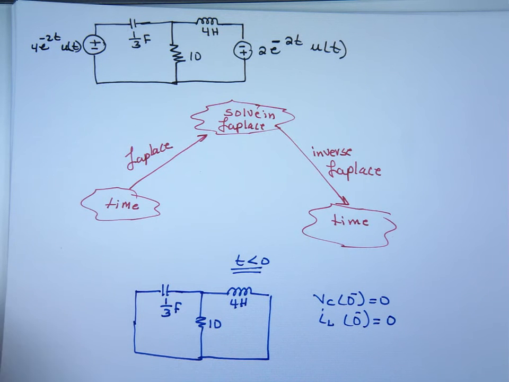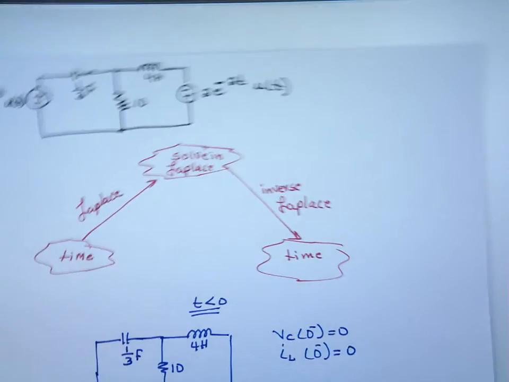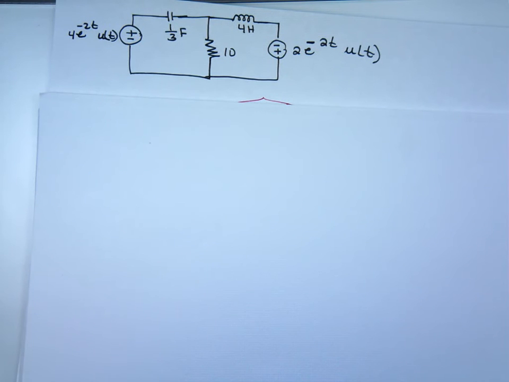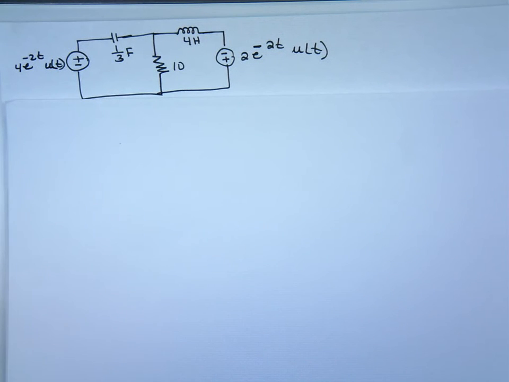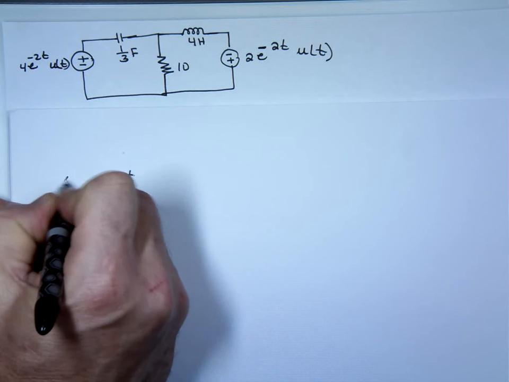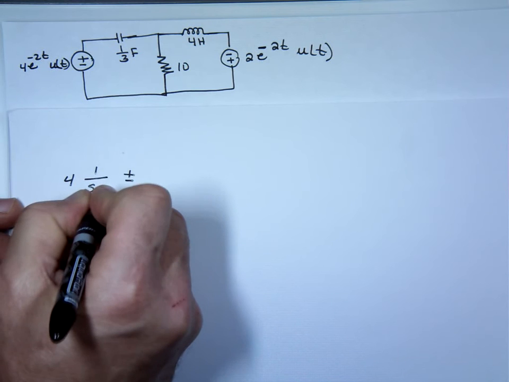Now let's change the circuit from time to Laplace, or complex frequency. What is the Laplace of 4e to the negative 2t? Four is a constant. What's the Laplace of e to the minus 2t? Isn't that 1 over s plus 2?